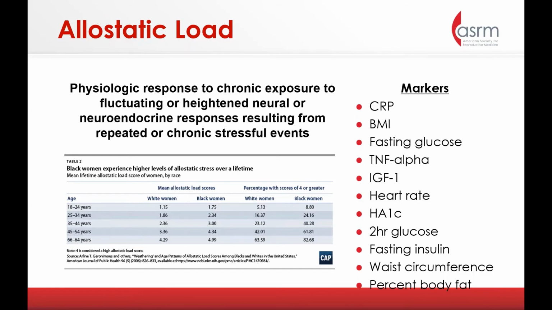We all experience allostatic load, but there are racial differences in the impact and the amount of allostatic load, as shown here, between white women and Black women. One of the challenges with allostatic load is that there's not a gold standard of how it's measured, but common markers for allostatic load include combinations of the list you see here.